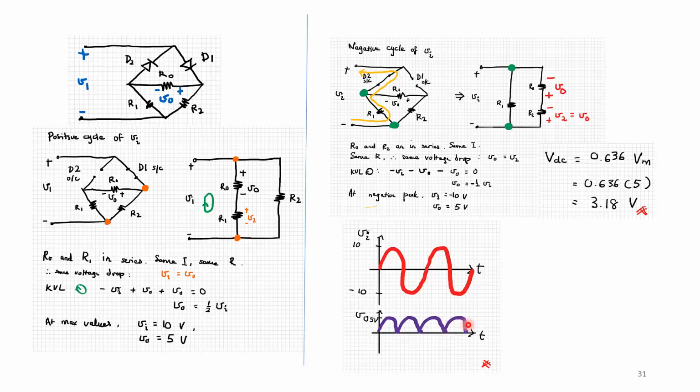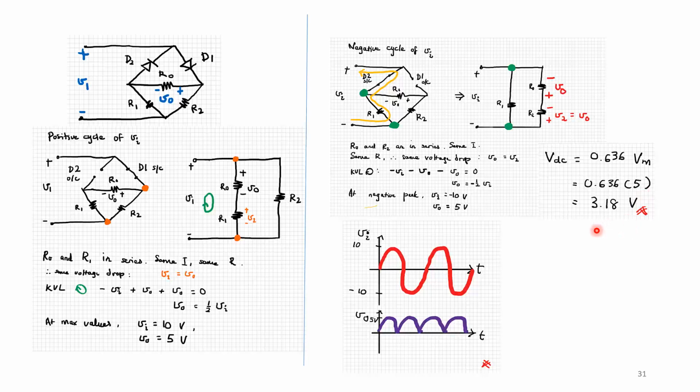this configuration. And the DC average value is 0.636 times Vm, which is the maximum voltage of the output, which is 5 volts, not 10 volts. So 0.636 times 5 is 3.18 volts.